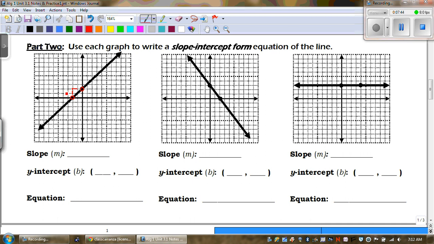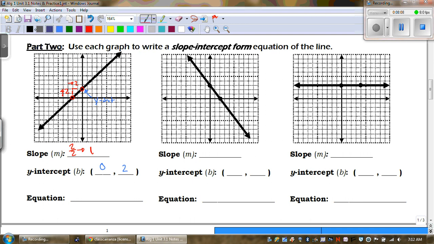So, and that's by just counting. We went up 2, and then we went right 2. 2 over 2, however, that reduces to 1. Okay? And our y-intercept right there is that point. That's our y-intercept. And that's the point (0, 2).